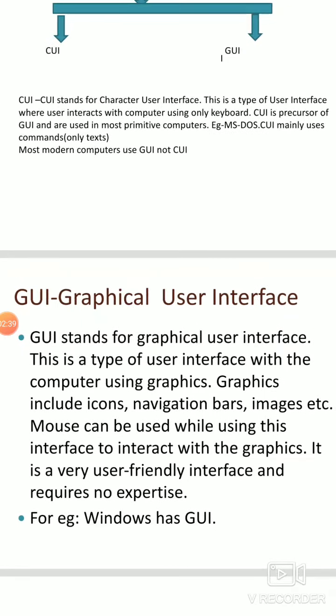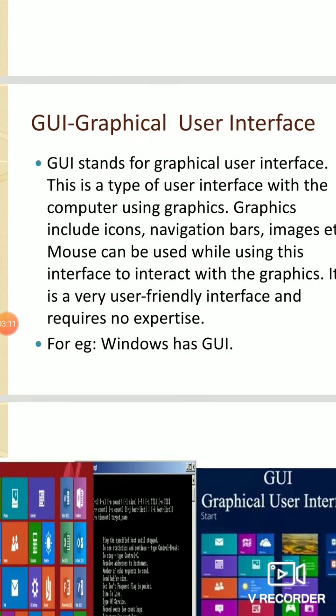Now, what is GUI? GUI stands for Graphical User Interface. Graphical User Interface is a type of user interface to interact with the computer using graphics. Graphics include icons, navigation bars, images, etc. Mouse can be used while using this interface to interact with the graphics. It is a very user-friendly interface and requires no expertise. For example, Windows has graphical user interface.